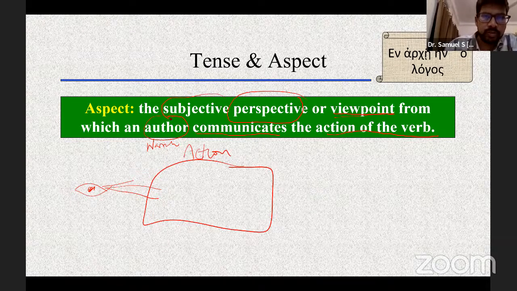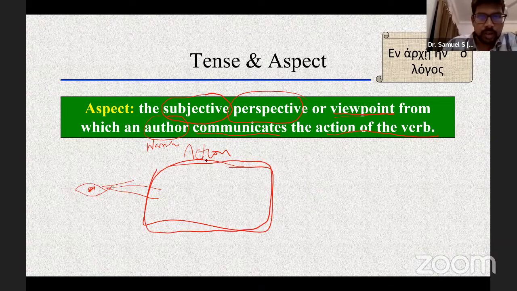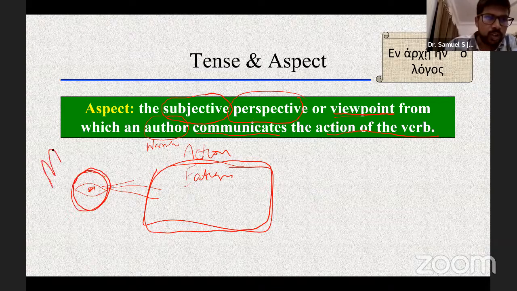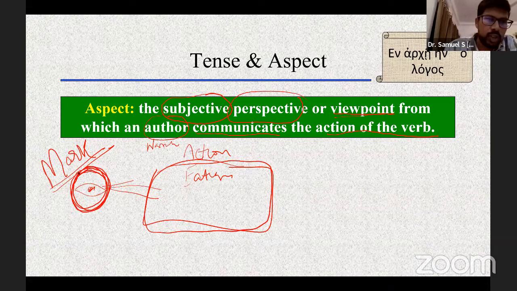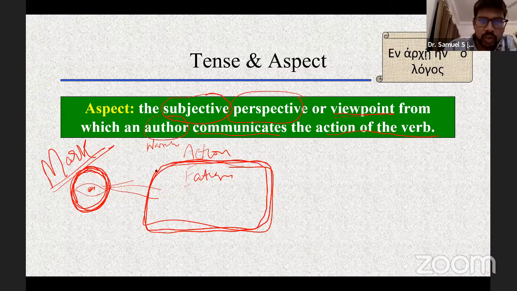And this is very subjective. One author may look at it one way, another narrator may look at the action another way, right? And what action? Let's just say, for example, the action is eating. Aspect is the subjective perspective, meaning it's from the viewpoint of this narrator. So let's say we are reading the book of Mark, where Mark is now the author. So from the subjective viewpoint of the narrator, how is he looking at this action of eating?